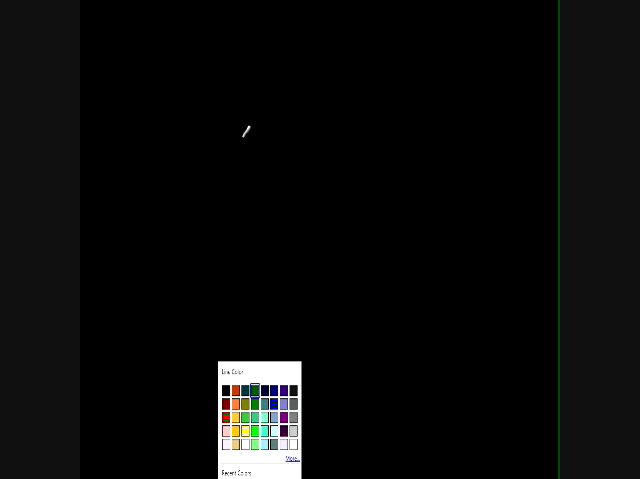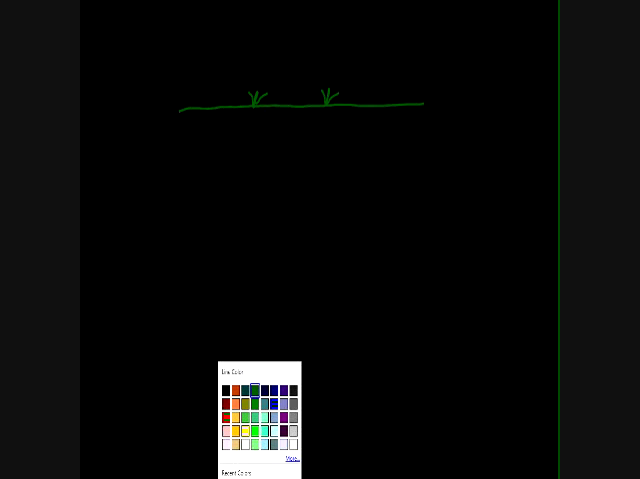So let's say I have a guy standing. Let's make it green for the grass. Green grass. Here's the grass. I know my drawings are becoming more sophisticated. Can't draw black people on here, so I'm going to draw white people.